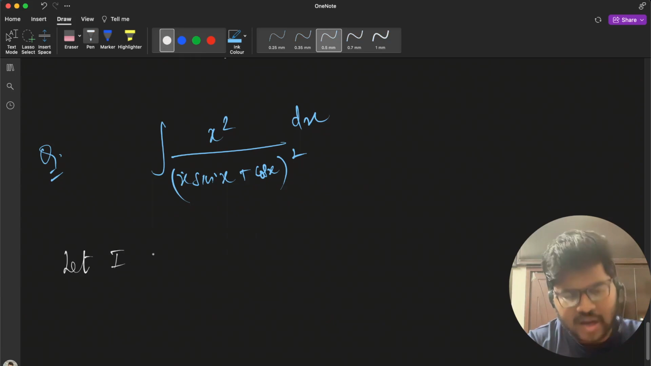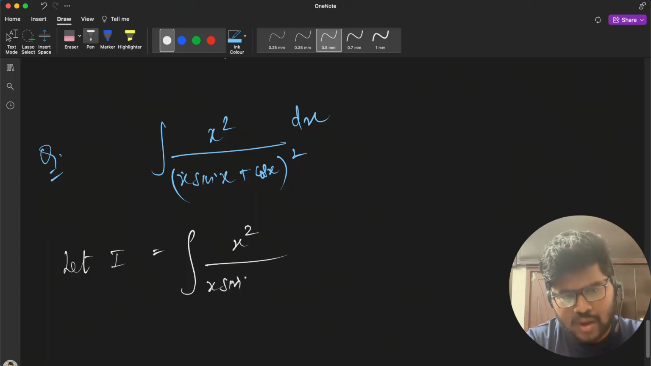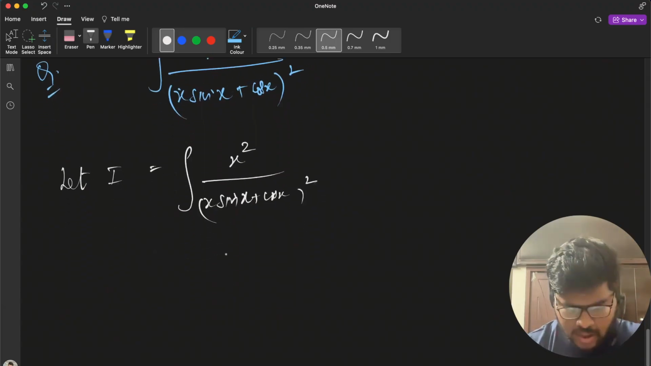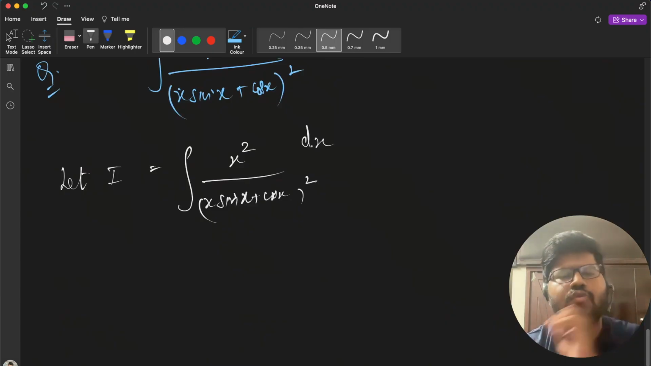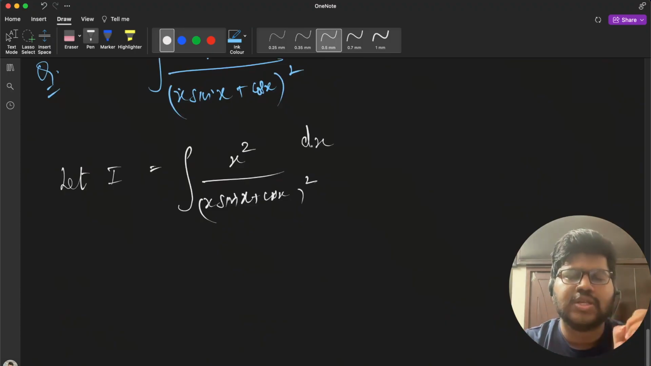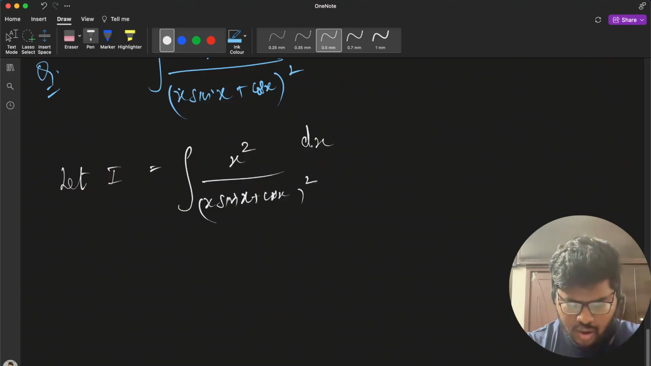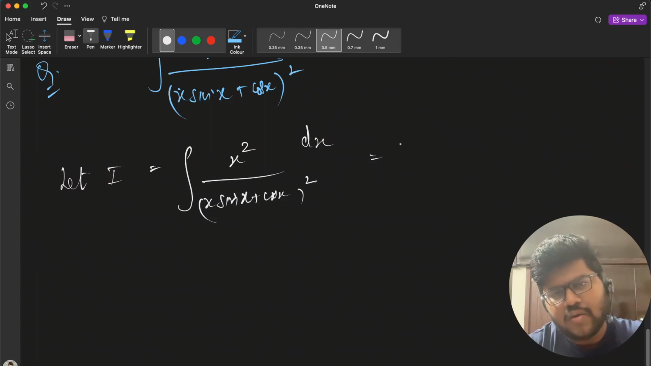First of all, let I be equal to x square upon (x sin x plus cos x) complete square, right? So now just by observation we have to create the two functions, right? So try to observe the two functions by eliminating some terms or by bifurcating the terms in a particular order. So what I will do, if I bifurcate this x square as x into x, divided by x sin x plus cos x, right?